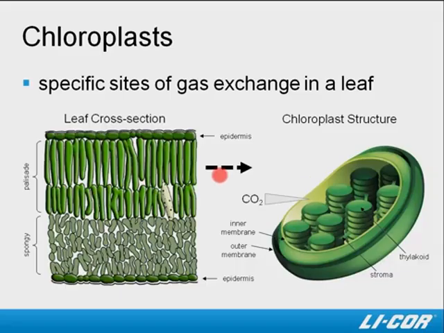And for you leaf experts out there, you know there are different types of cell types in different leaves. This is just a model to introduce the concept of where photosynthesis happens.